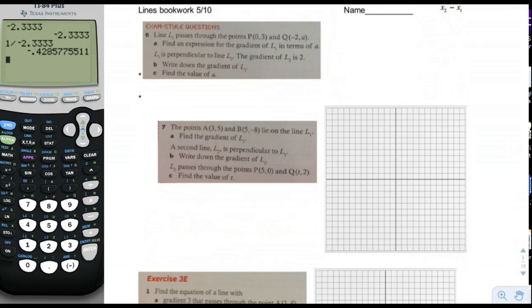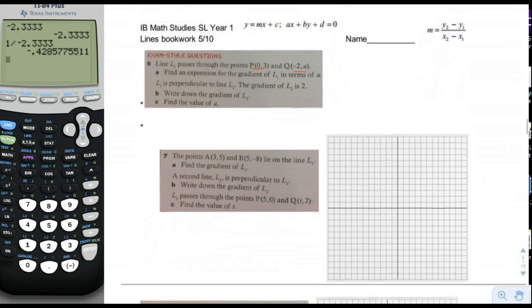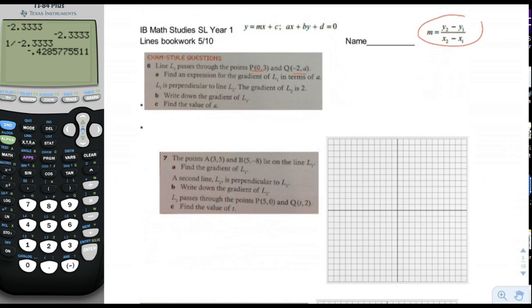Okay, lines page 5, number 6. Line L1 passes through the points (0, 3) and (-2, a). Find an expression for the gradient of L1 in terms of a. Now they're really forcing you to use this equation here. So let's write this again.